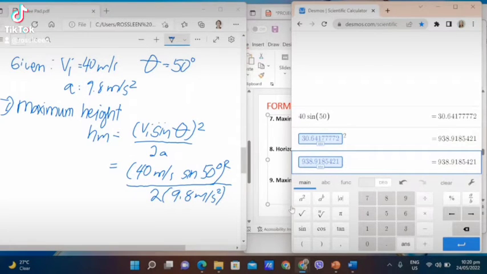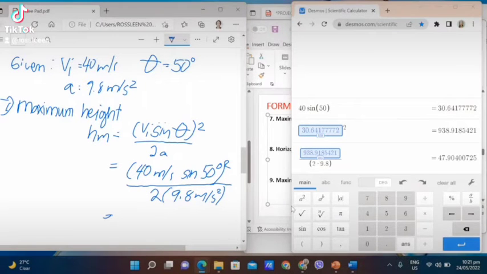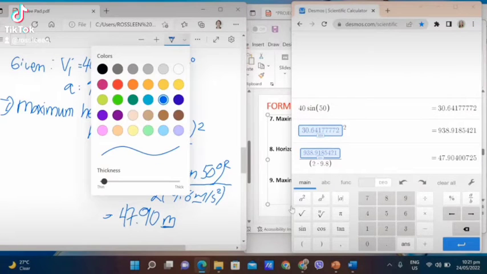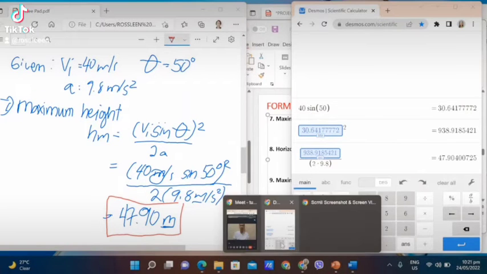Here I am using the Desmos calculator that you can just Google. It's free, online software for calculating problems, especially those with a trigonometric part, where you have to use trigonometric functions. Later I can show you how to use the Desmos calculator using either your web browser or your phone.